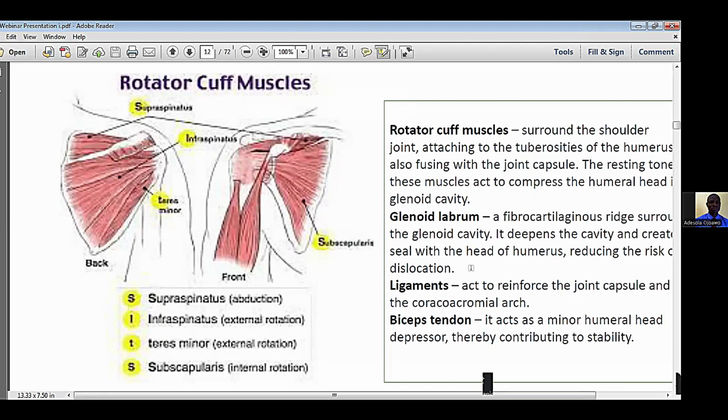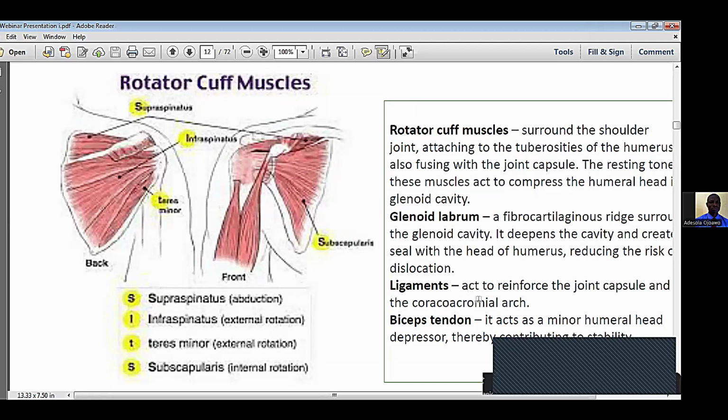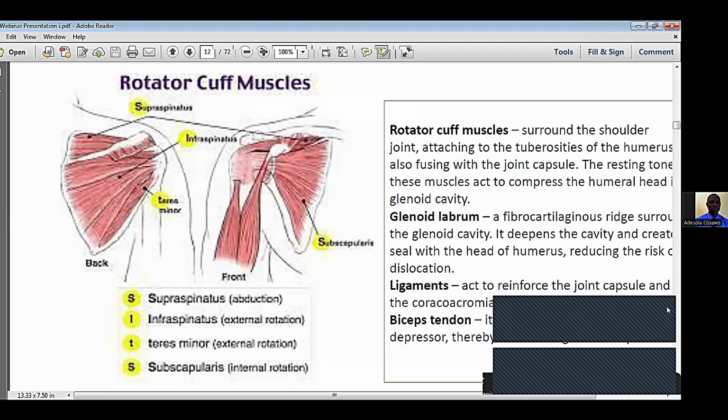Then we have ligament as well, right? Ligament that act on the joint. One of the major ones is what is called coracoacromial ligament. I've told you earlier, it forms a kind of arch, and that arch is preventing the humeral head to go up. It serves as a kind of bridge, as a kind of concrete that doesn't allow the head of humerus to go up when there's a movement from the distal part of the humerus.